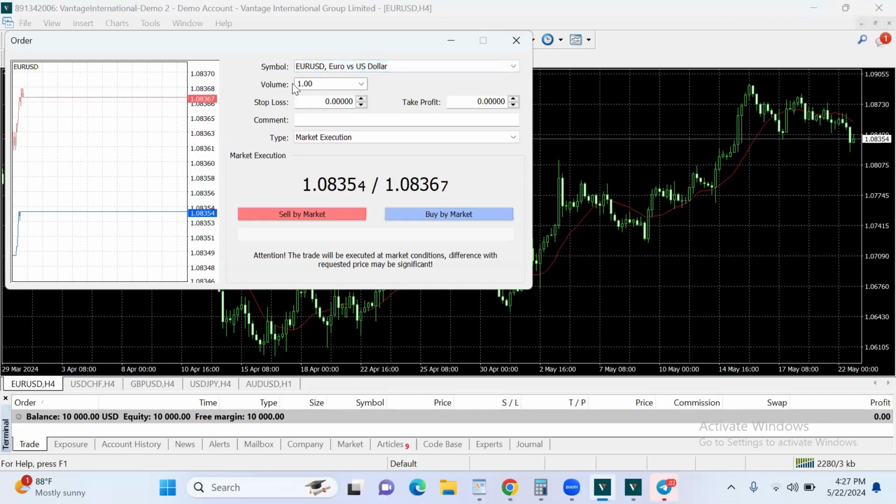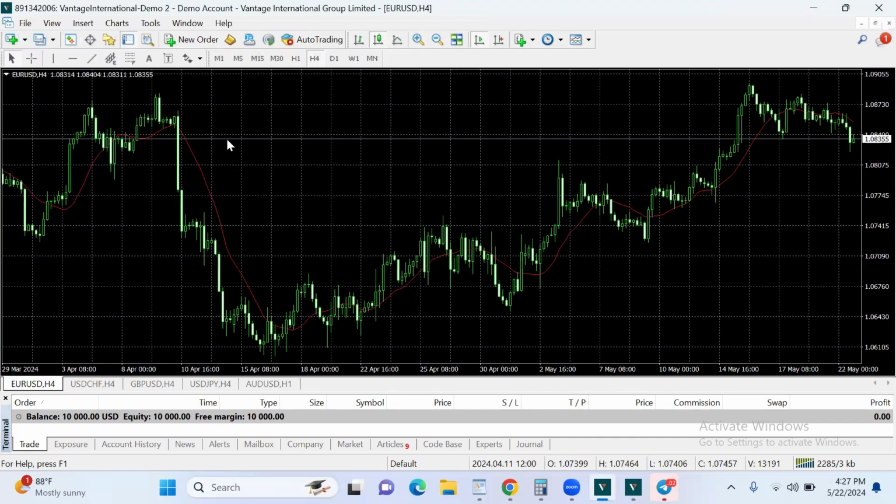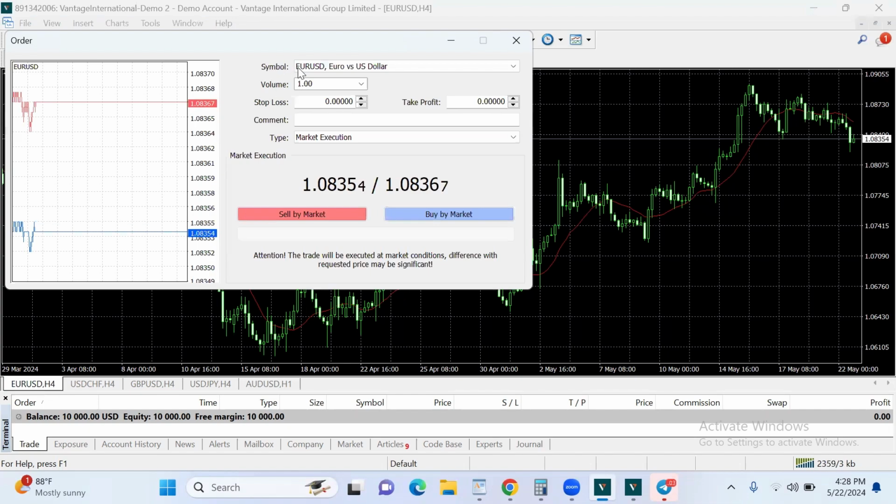Now you can see, once you're on a particular chart, look at this chart now, we have Euro USD H4. Once you click on new order, this platform will assume that you are trying to trade only Euro USD. It will not take you to any other place. It will show symbol Euro USD, because you're on the Euro USD chart. If you don't want to trade Euro USD, then you shouldn't be on the Euro USD chart. But you can still change it.